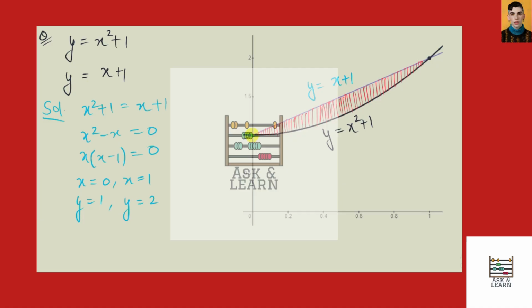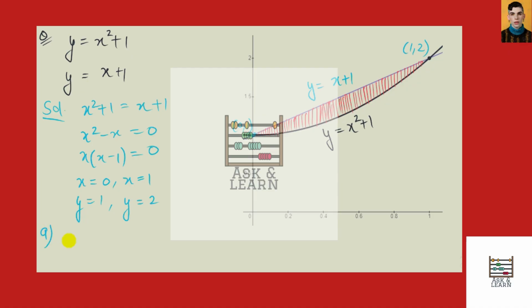The first point of intersection is 0 comma 1, which is this one. So this point is 0 comma 1, and this point is 1 comma 2. So we got the points of intersection. We can use these points for finding the limits for the integral. And now in the first part, we will calculate the area of this region by partitioning the x-axis.